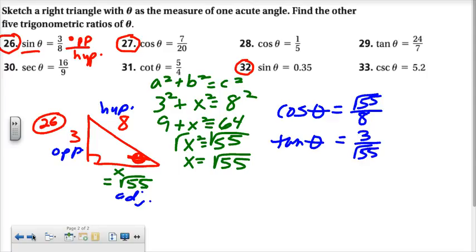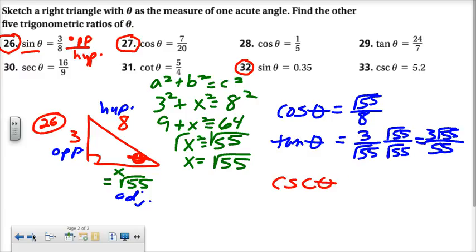Now, we can't leave that. We know we're not supposed to leave radicals in the denominator, so we need to multiply our numerator and our denominator by the square root of 55. So that'll be 3 square roots of 55 over 55. Not pleasant, but we don't have to do anything with it. That's the good news. Then we need the secondary trig functions, and that's going to be cosecant of theta.